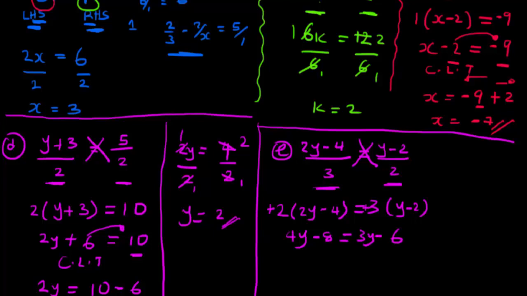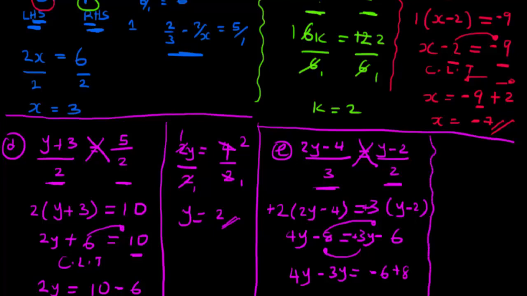Now I collect like terms. Number goes to meet number. Variable comes to meet variable. So if minus 8 leaves this place, I'm left with 4y. Now 3y comes here. The sign of 3y here is plus. When it crosses, it becomes minus 3y equals to, I'm left with minus 6 here. When minus 8 crosses, it becomes plus 8.